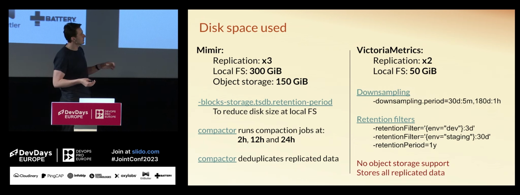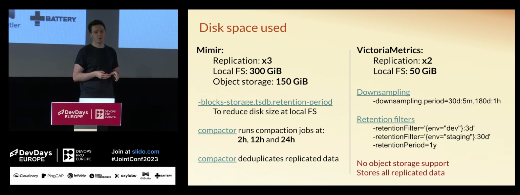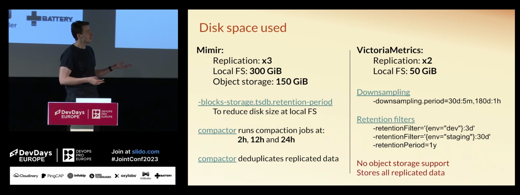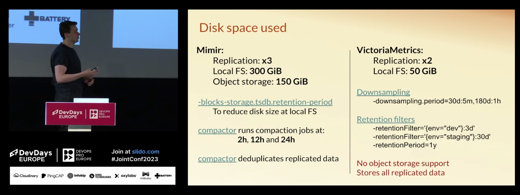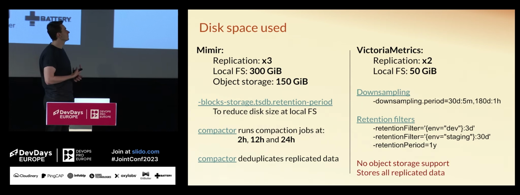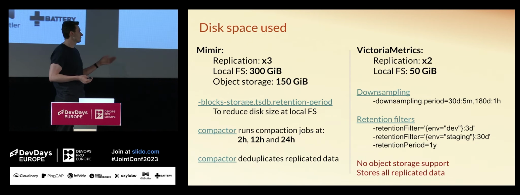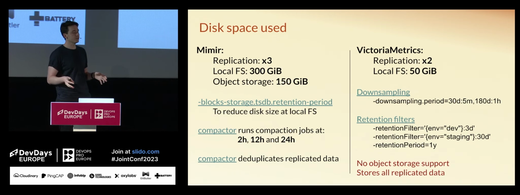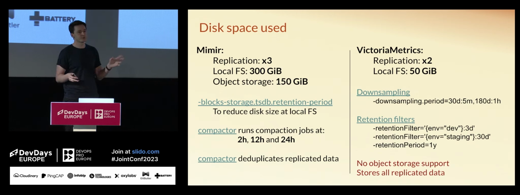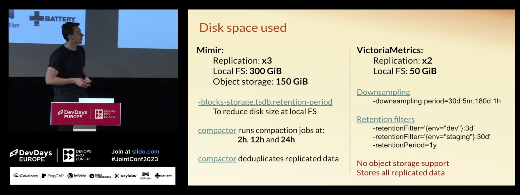And also VictoriaMetrics has retention filters, where you can specify via a time series selector which data you want to store for what period. For example, for the dev environment, I want to store it for 3 days only. For the staging environment, I want to store metrics for 30 days, and all the rest of the metrics for 1 year. So this also can improve disk size. And yes, disadvantages: VictoriaMetrics doesn't have object storage support. Everything is stored in the local file system, and it stores both copies of data with replication factor X2. It doesn't have this cool feature from Mimir.